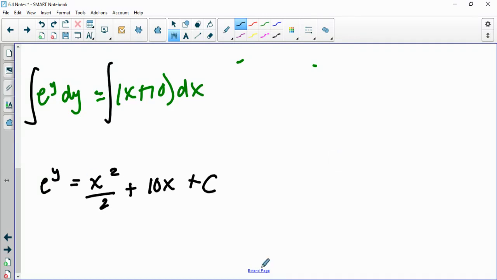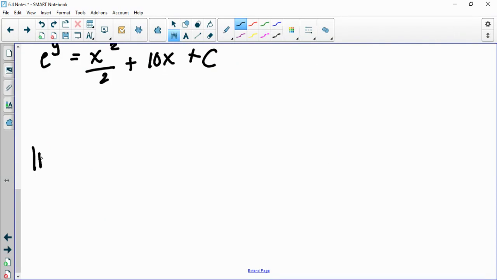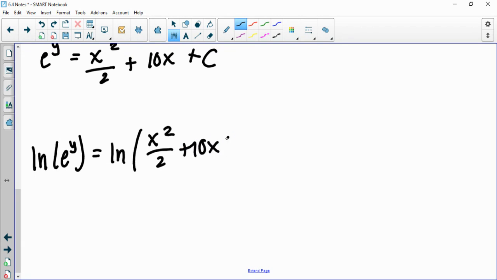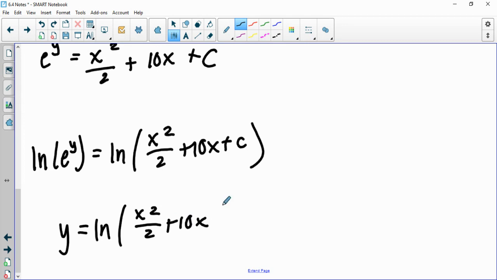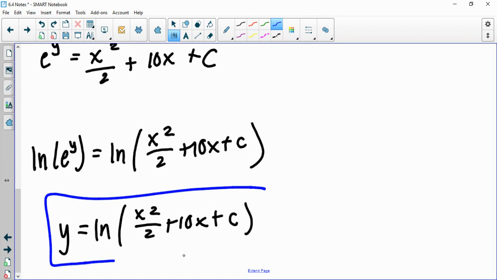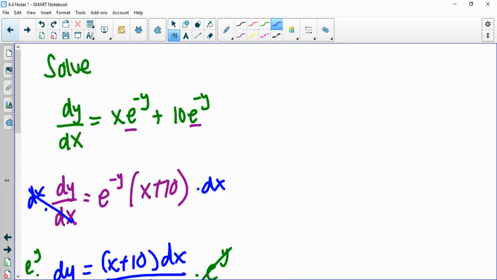And then the way you get rid of the e is by doing a natural log. So we do natural log of e to the y equals natural log of all that stuff, x squared over 2 plus 10x plus c. Because the natural log and the e cancel, we got y equals natural log of x squared over 2 plus 10x plus c. And since you've solved for y, you're done. Hooray! And that's where we're going to stop.